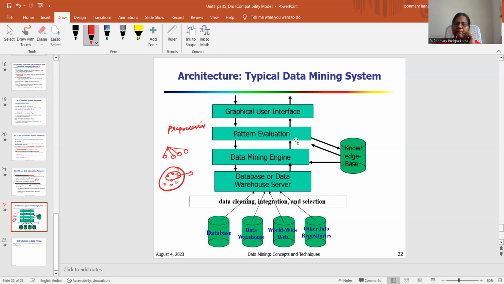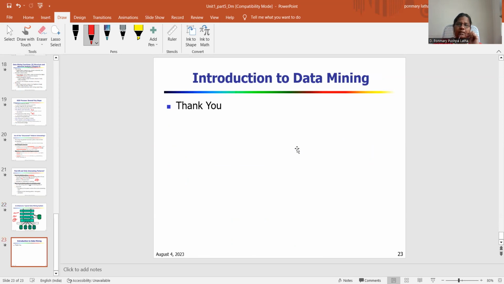The pattern evaluation and the data mining engine are linked with the knowledge base. Evaluated patterns can go to the knowledge base, and whatever is available in the knowledge base can also come back to the pattern evaluation. This is about the typical data mining architecture. Okay, thank you all.